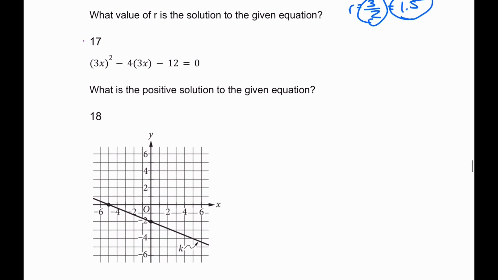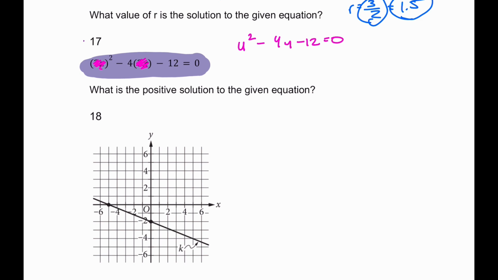Let's keep going. What about the next one? The next one is a skill that it looks like they test all the time on the SAT. If I just blocked this completely off, that's factorable. We need to be really good at factoring because that's really u squared minus 4u minus 12 equals 0. And I just chose to use u. You can use any letter you want.